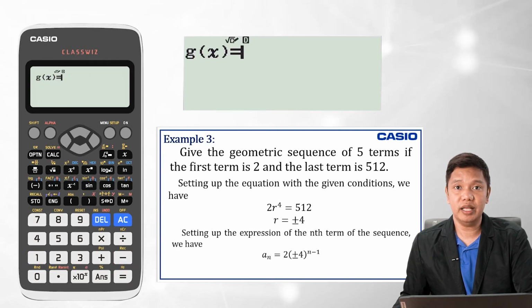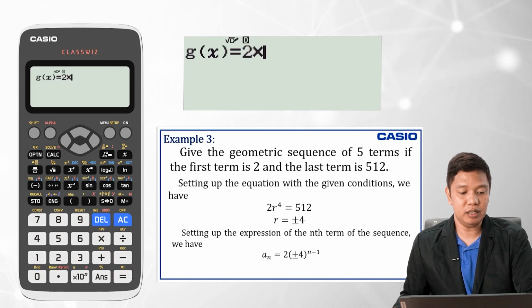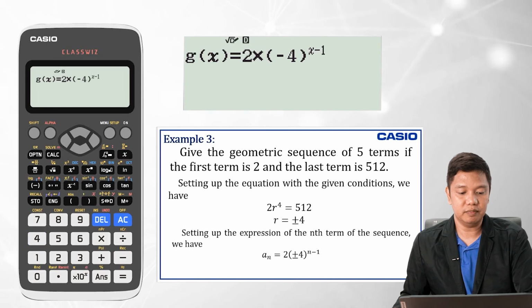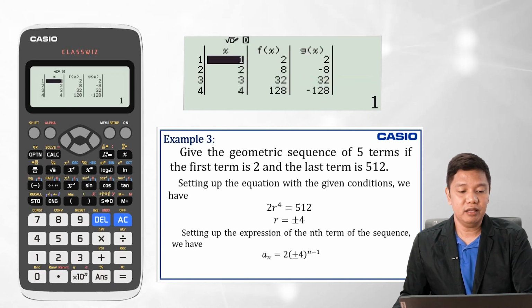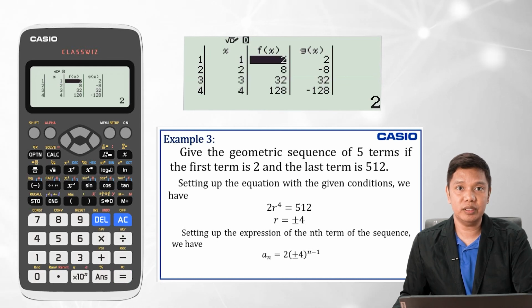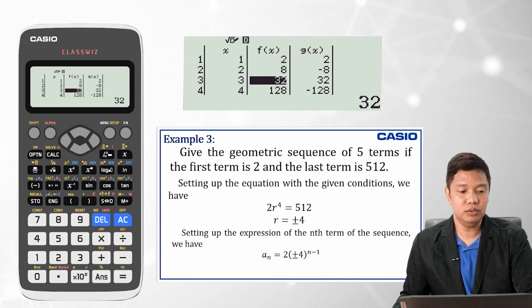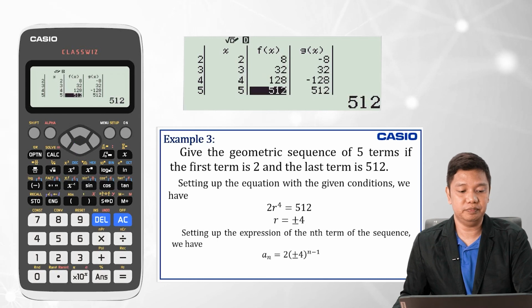For the second function, let us use the negative value for the common ratio. So we have 2 times open parenthesis negative 4 close parenthesis raised to x minus 1. Press equals. Since we need to get the first 5 terms of the sequence, we will start with 1, end with 5, and with an increment of 1. Pressing equals, we have the first 5 terms of the geometric sequence with a positive 4 as the common ratio. We have 2, 8, 32, 128, and 512.